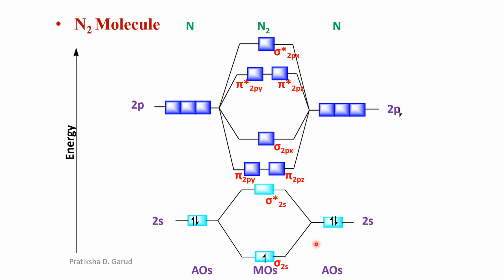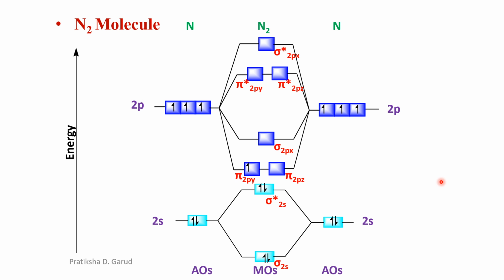So first 2 in the bonding, remaining 2 in the anti-bonding. While in the nitrogen, we are having the first electron, second, third, again first, second, third. All the 3 electrons, they are unpaired with the parallel spin. So total there are 6 electrons. So these 6 electrons, they are filled in the MOs by using the Hund's rule of maximum multiplicity.